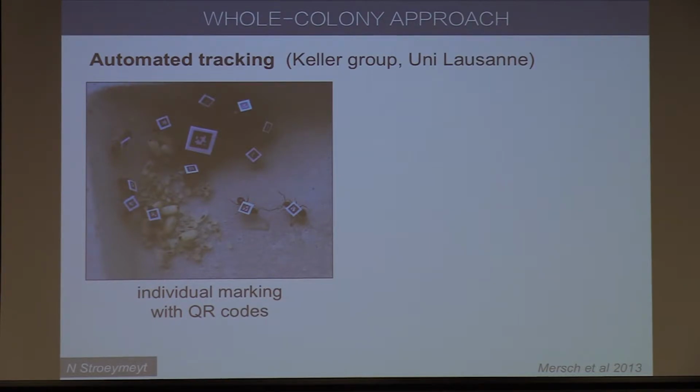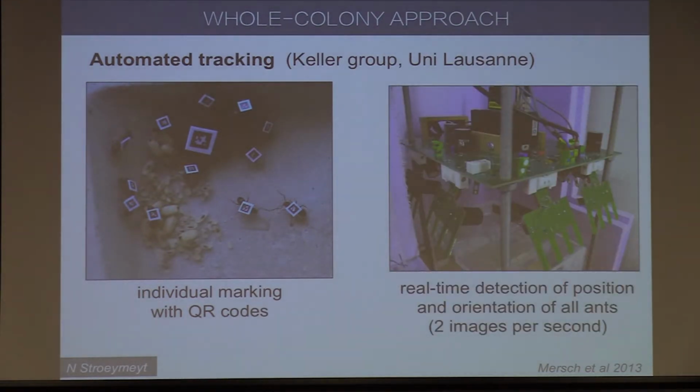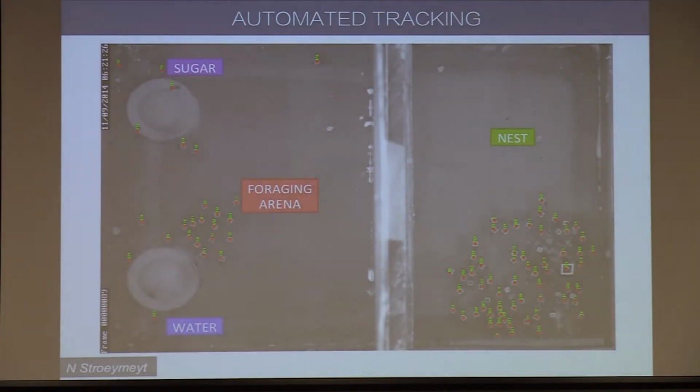Then they have built up a system where they keep the humidity stable and everything, and where they can do a real-time detection of the position and the orientation of all ants, at 2 images per second. So they get a huge amount of data on this. And this is how our setup looks. You have a nest area, and these individuals are already tracked. Each individual is read out with its individual number. And the individuals can go to the foraging arena where they find water and sugar.